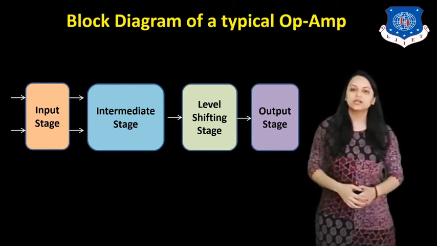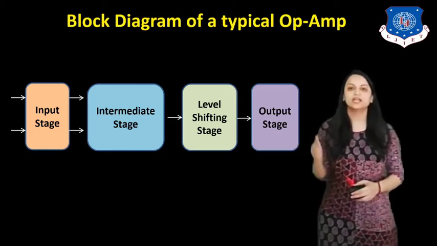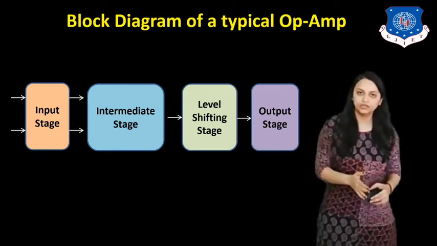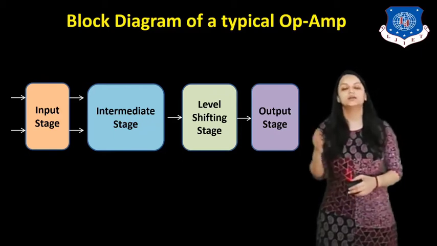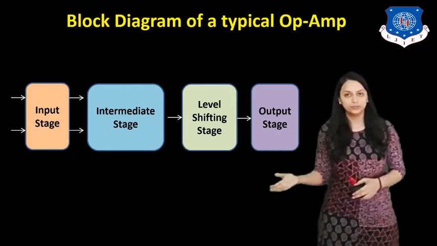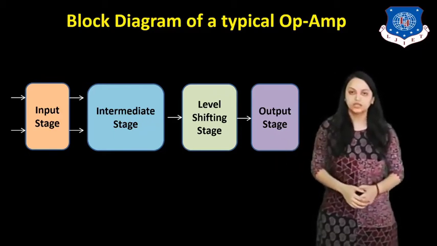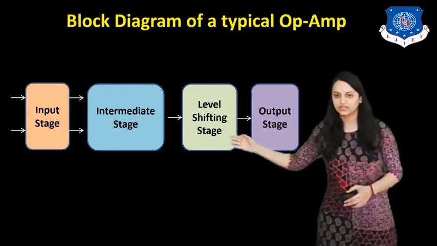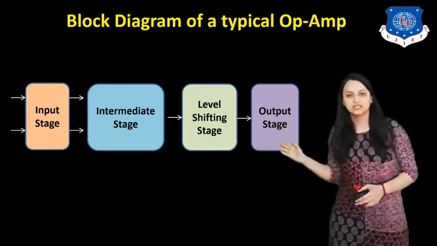The second block is the intermediate stage, where there are two inputs and a single output. That indicates that it is a dual input and single output type. The third block is the level shifting stage, and the last is the output stage.